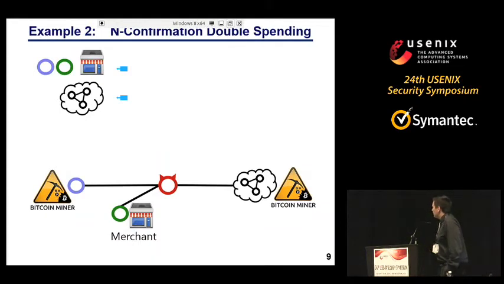So now let's look at a situation in which the attacker does not have any mining power. And we've added a merchant to this picture. The merchant and the purple miner are going to share the same view of the blockchain. Now the attacker wants to do a double spend.